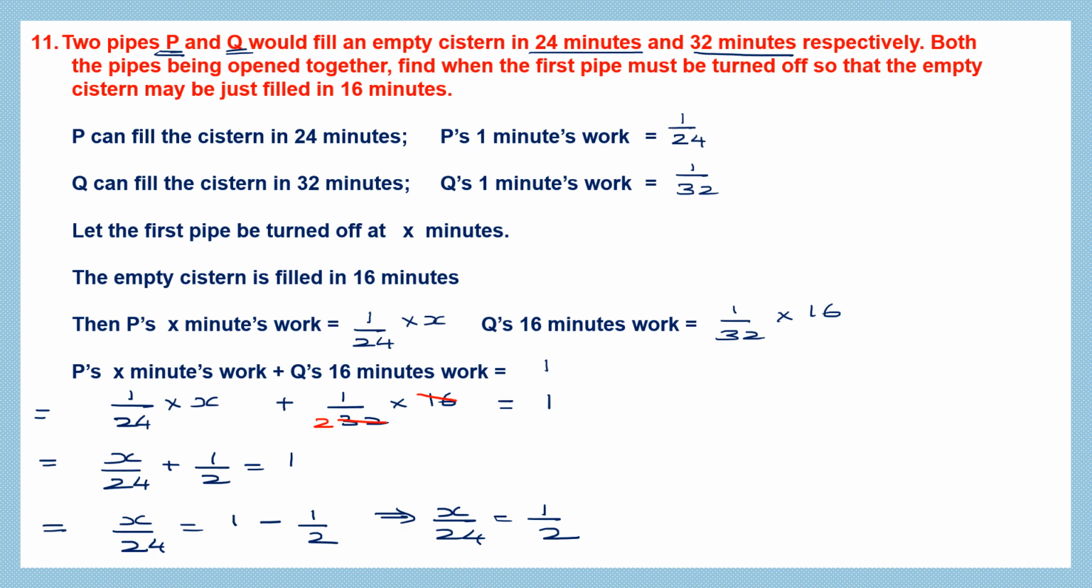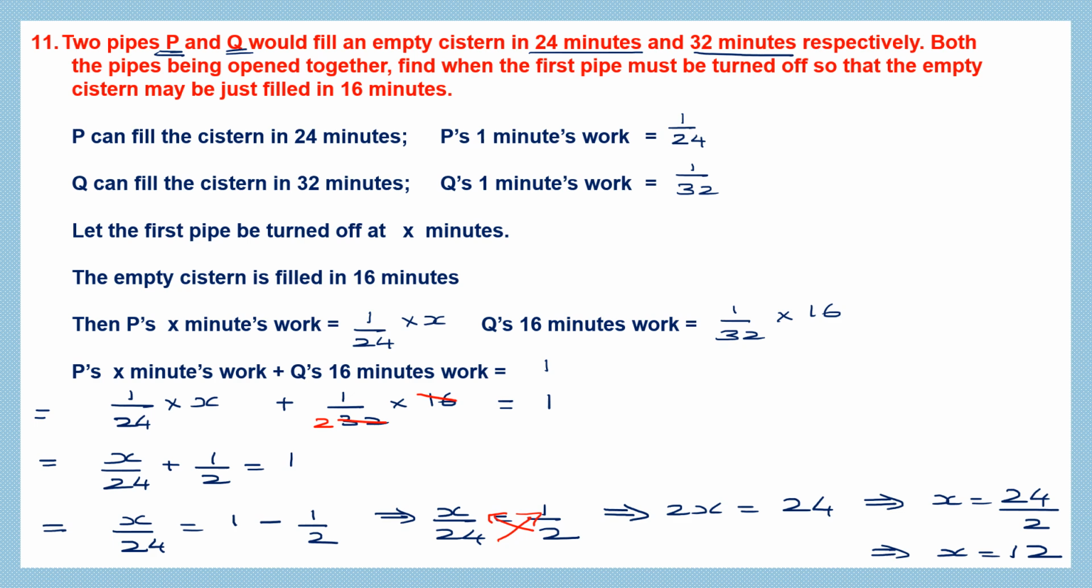Here we can cross multiply, or we can take it to the other side. Any way you can do it. So this becomes x into 2, that is 2x is equal to 24. That means x will be equal to 24 by 2, and x is equal to 12. So what is x? X is this. Let the first pipe be turned off at x minutes.